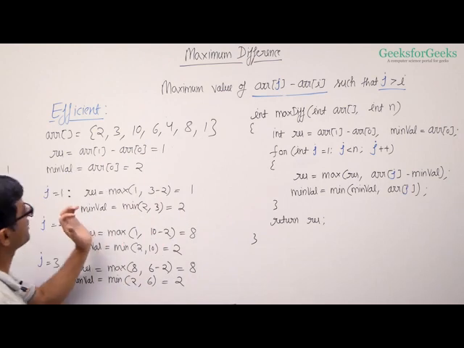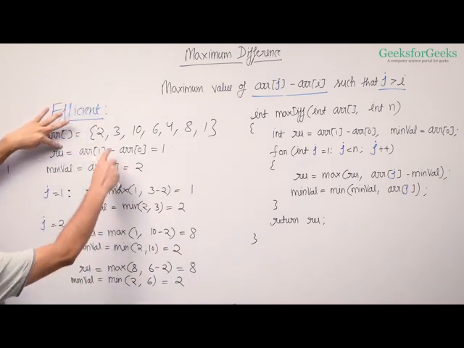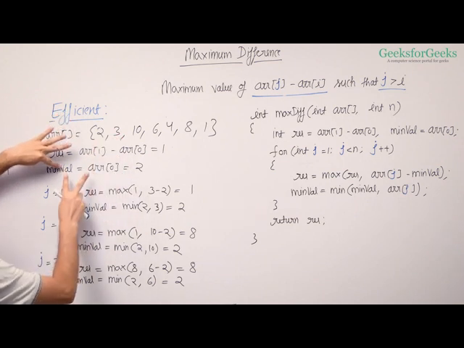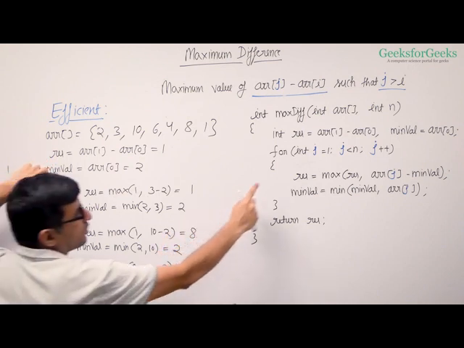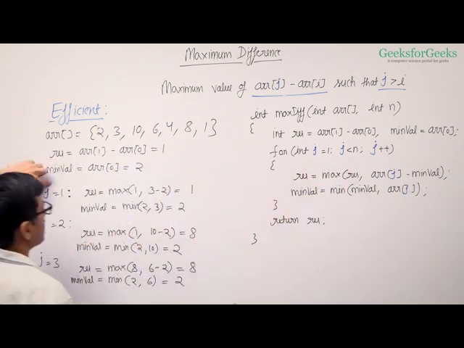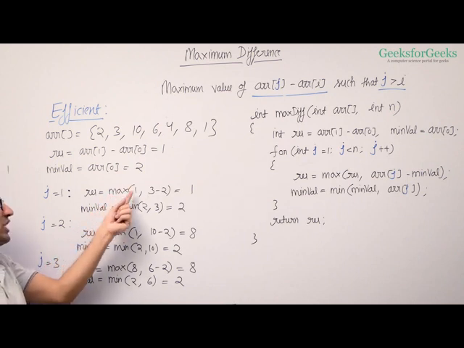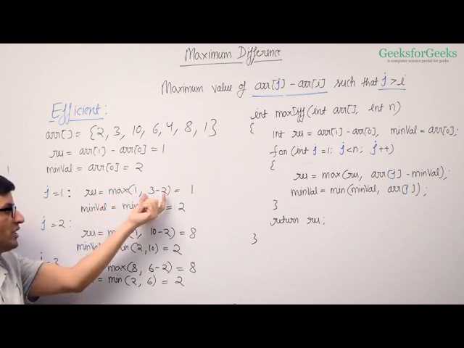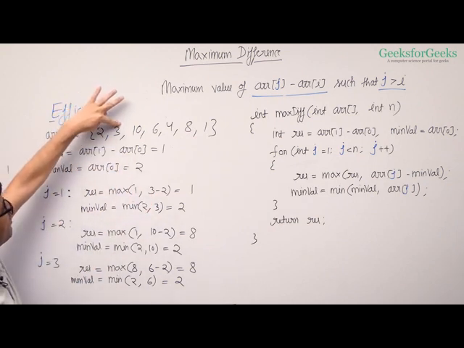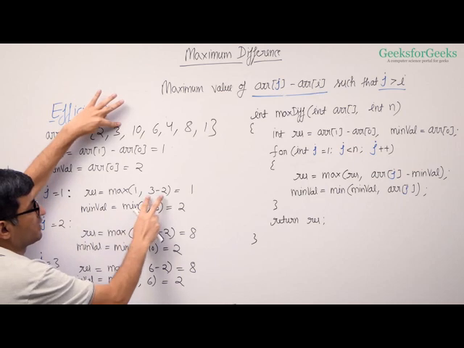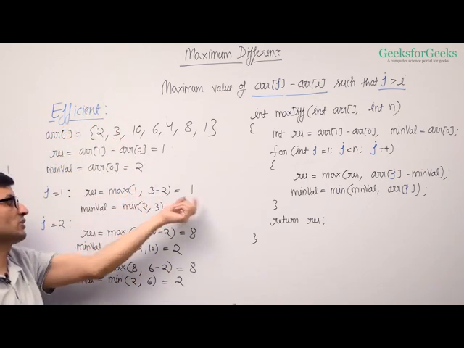Let's do a dry run of this for this array. So we have this array. We initialize the result as the difference between these two. We initialize the minimum value as this element. Now we run a loop for j equal to 1, 2 and so on till n minus 1. We check array j minus minimum value. So what is array j? Array j is 3. What is the minimum value? 2. So this difference, is it greater than the current result? No. So we keep the result as 1.